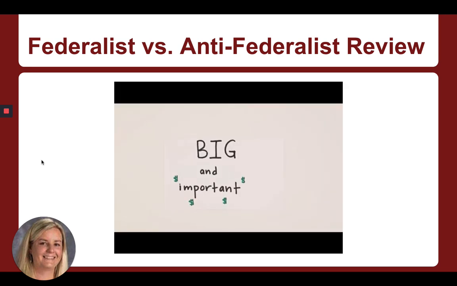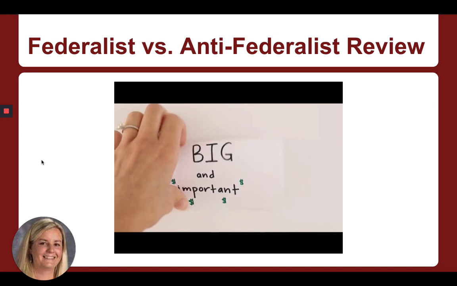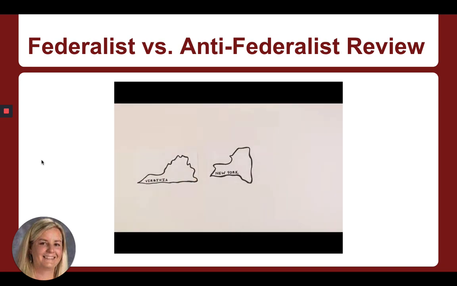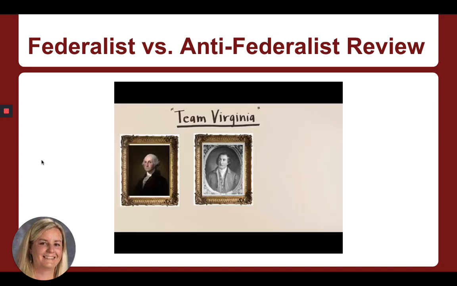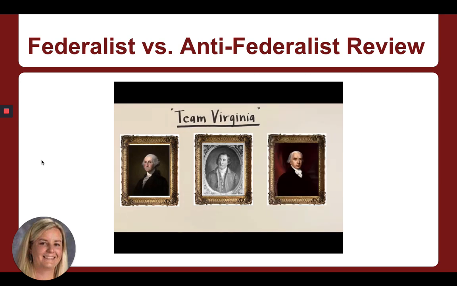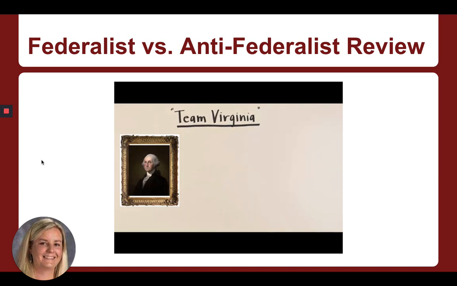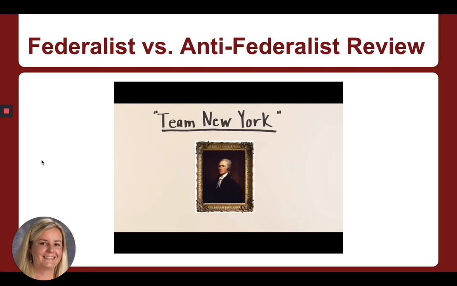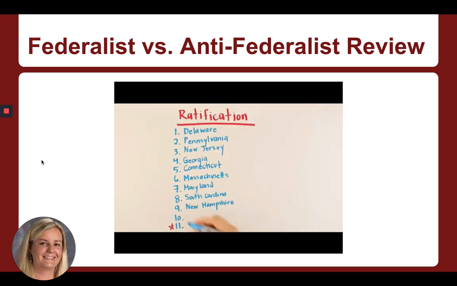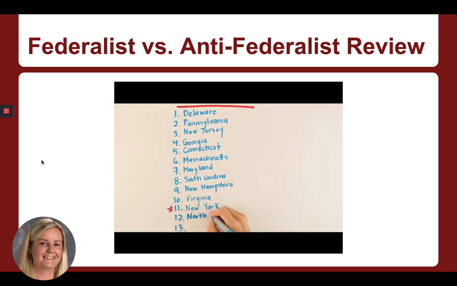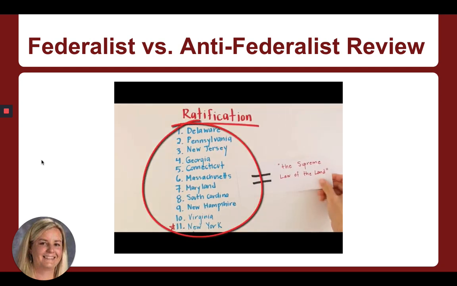At this point, the 2 biggest and most economically important states had yet to ratify, Virginia and New York. George Washington, Edmund Randolph, and James Madison worked hard to convince Virginia to ratify, while Alexander Hamilton set his sights on New York. A few months later, in the summer of 1788, Virginia and New York officially voted to ratify the Constitution, bringing the count to 11. Though North Carolina and Rhode Island eventually came around, with 11 out of 13 states, the Constitution was ratified and became the supreme law of the land.